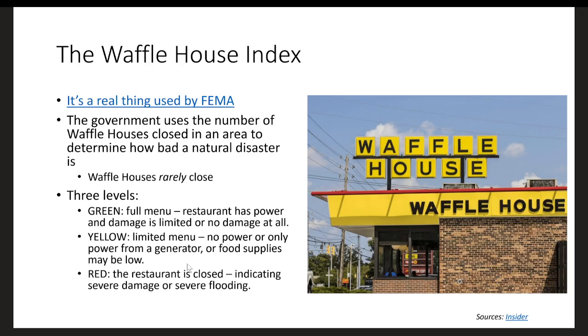Yellow: they have a limited menu. No power, or only power from a generator, or food supplies may be low. Okay, no all-star special with the yellow. And then red: the restaurant is closed, indicating severe damage or severe flooding. I don't know how they get people to go to work. Anyway, if the Waffle House is closed, you know something's wrong.